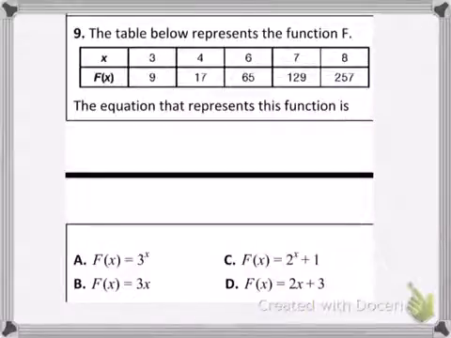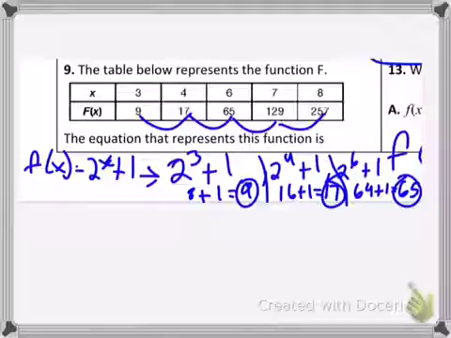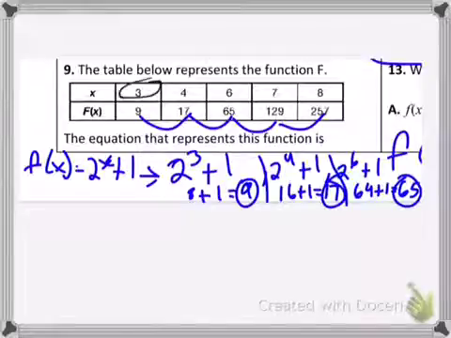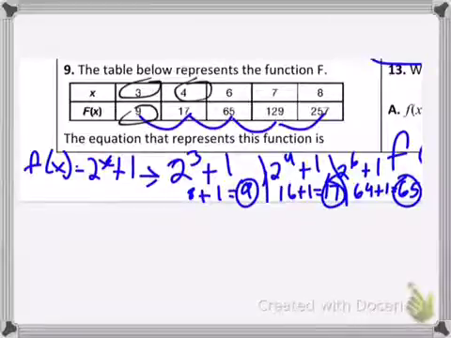Next one, the table below represents the function f. The equation that represents the function is, right here, f of x equals 2 to the x plus 1. I plug in my values. I plug in 3, 2 to the third plus 1 is 9. Notice that gives me 9. I plug in 4, 2 to the fourth is 16 plus 1 is 17.